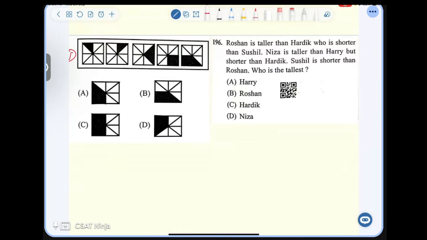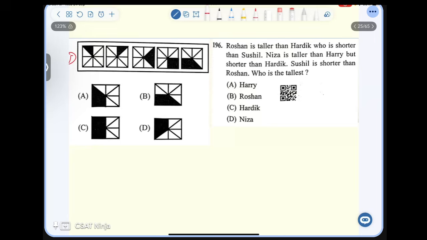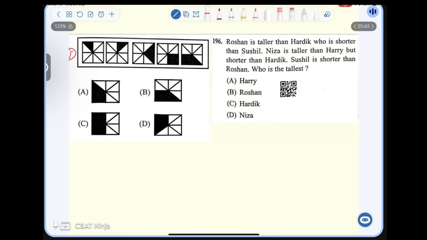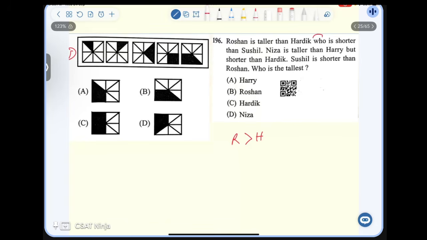Next is a ranking-based question, I guess. Whenever you see this kind of question, you just follow the question. Roshan is taller than Hardik. Remember, then there is "who", which means we are referring to the person just before that. Who is shorter than Sushil? That means Hardik is also shorter than Sushil.